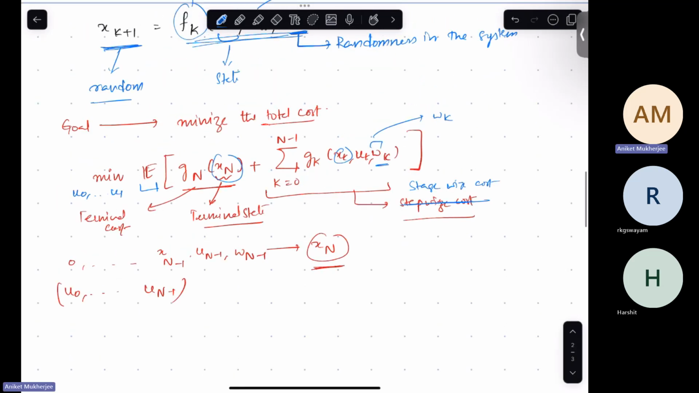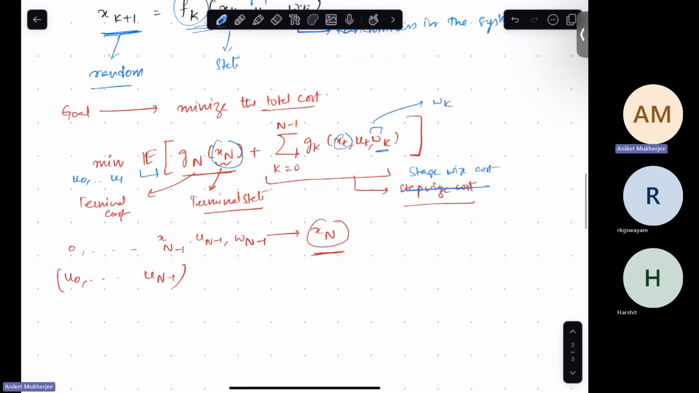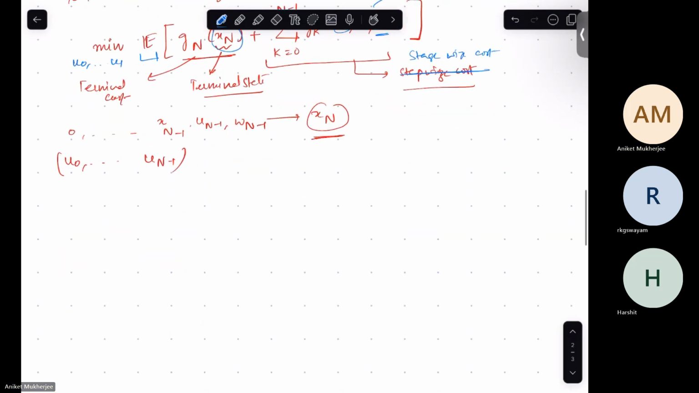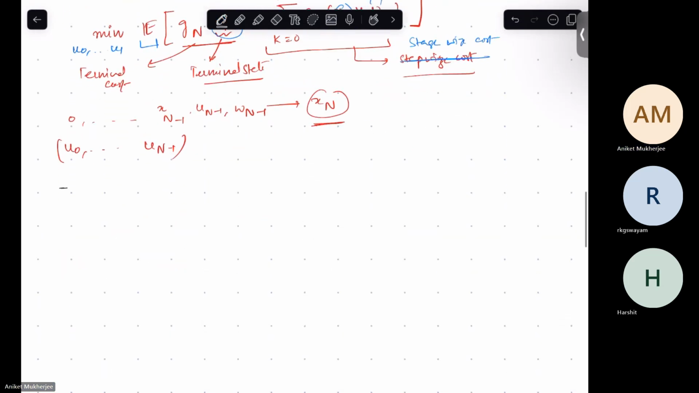Okay, so now here the assumptions of your information gathering come into play. There are two types of problems that you can formulate from here. One is an open loop problem, where you choose the whole vector u0 to un minus 1 without any knowledge about the system.